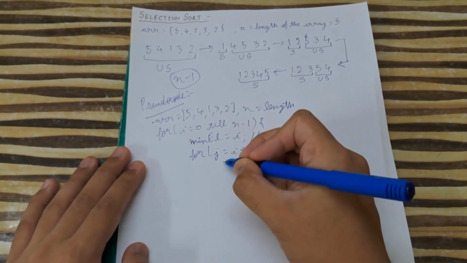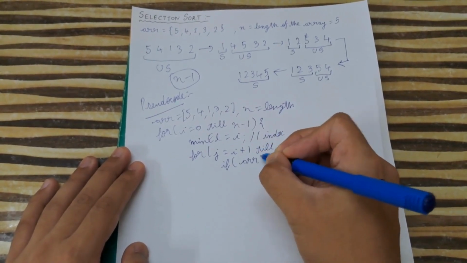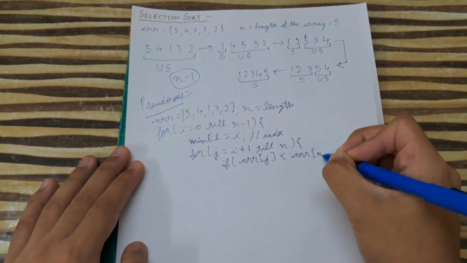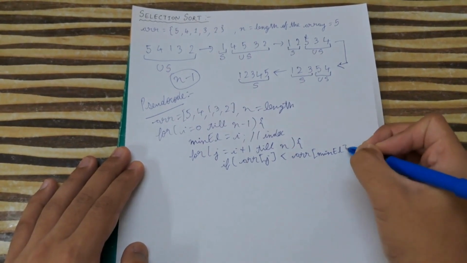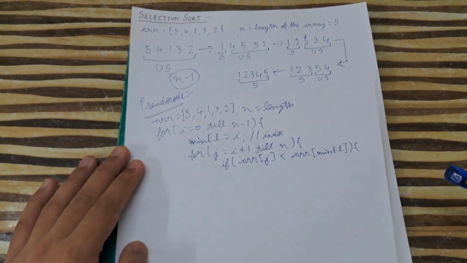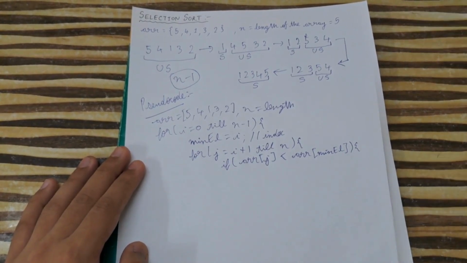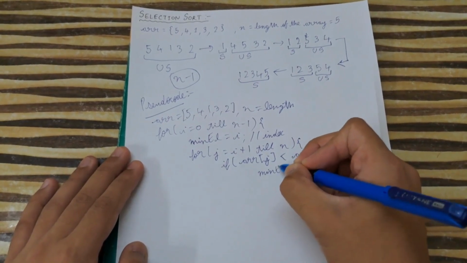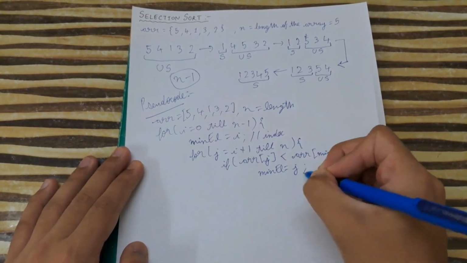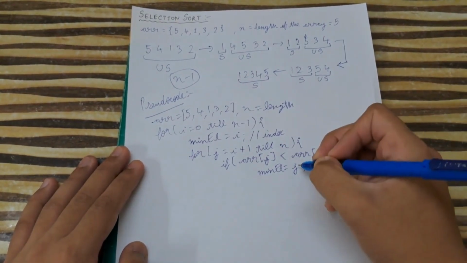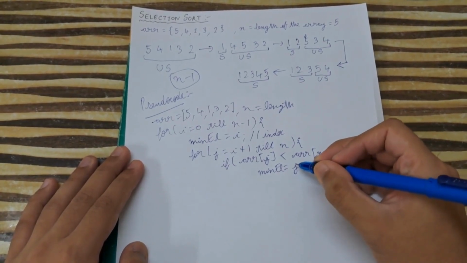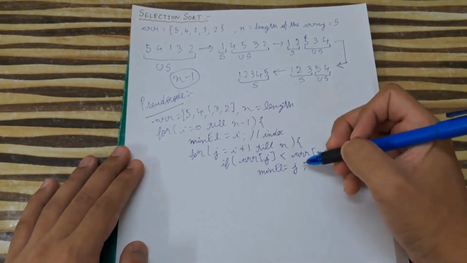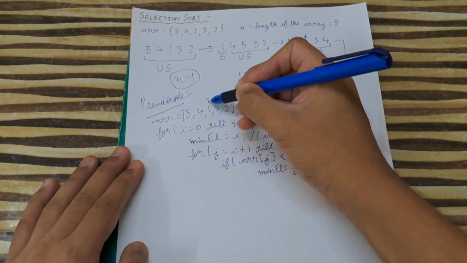Now we will check if array element j is less than array min element. So we are asking: have we found an element inside the array that is less than the current min element? If so, we will set the min element to j. In the end, when the complete array is scanned, this will be the index of the element with the least value. After the first iteration, min element would be equal to 2, as the index for 1 is 2.